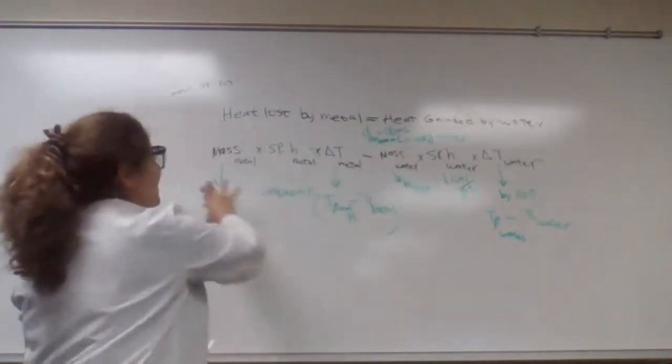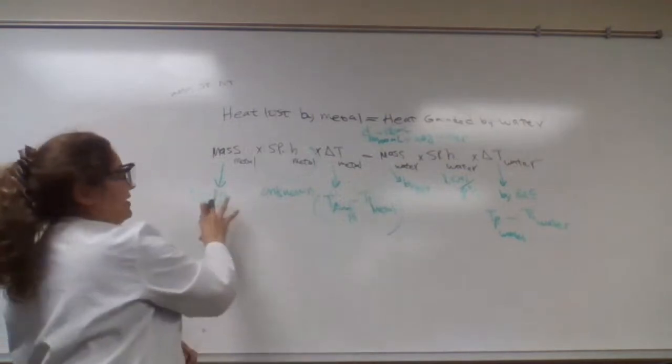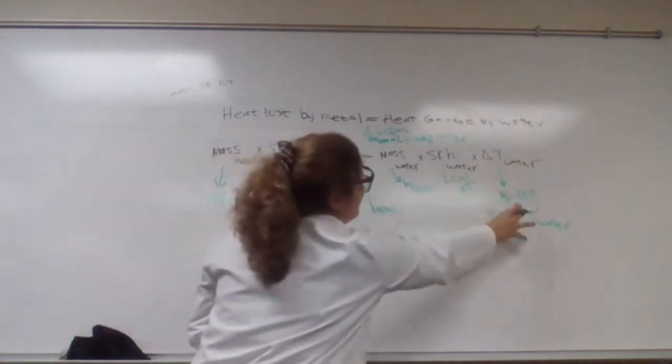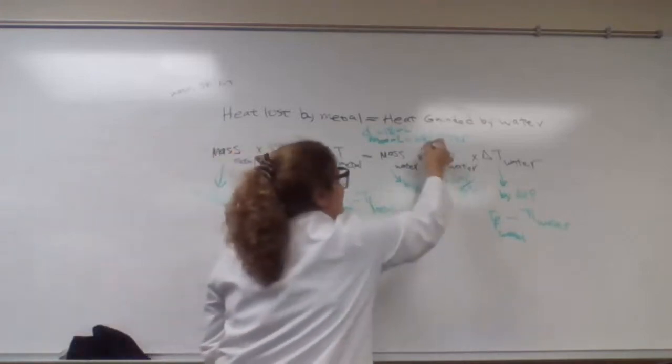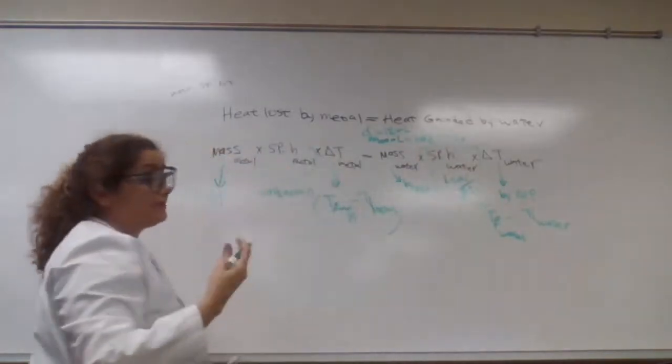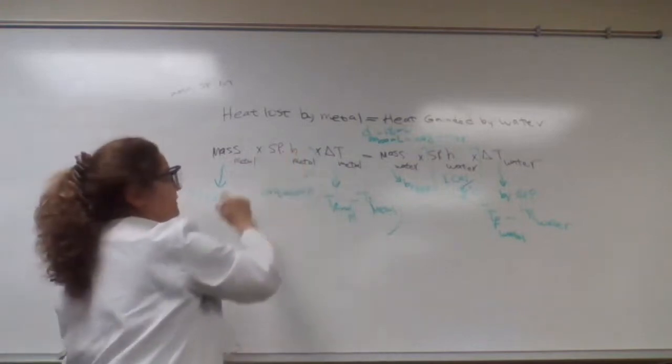So you have one equation, 6 variables. You can either determine some of them by experiment, or in this case, the specific heat for water is a given number. You have 5 of them. You can find the specific heat.